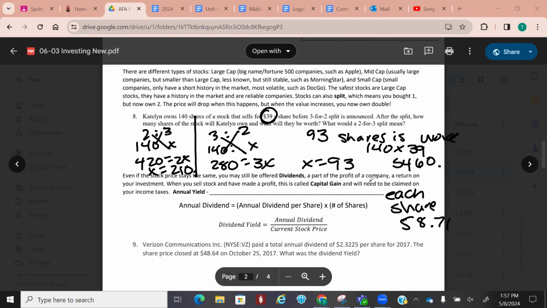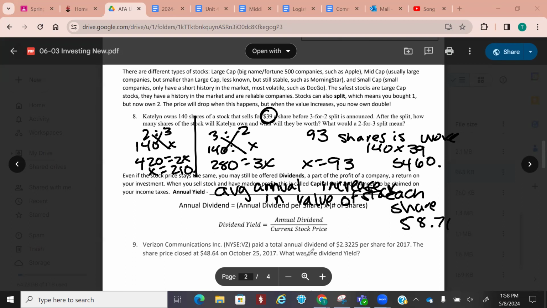Now, even if the stock price stays the same, you may still be offered dividends, a part of the profit of the company, a return for your investment. When you sell stock and have made a profit, this is called capital gain and will need to be claimed on your income tax. Annual yield is the average annual increase in value of stock. Okay, and here's the formula for that.